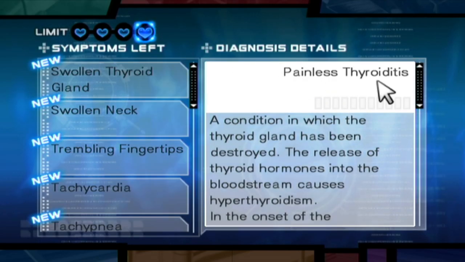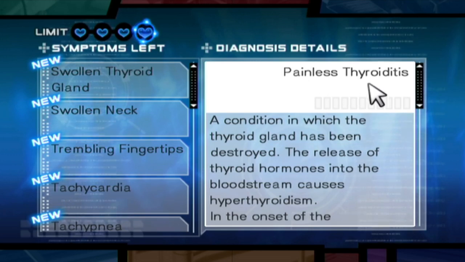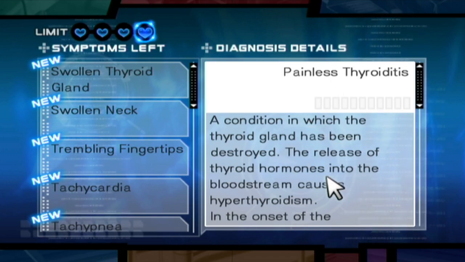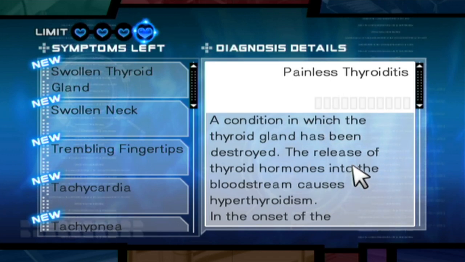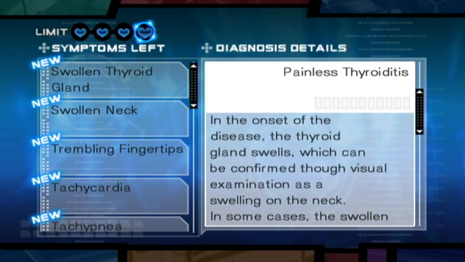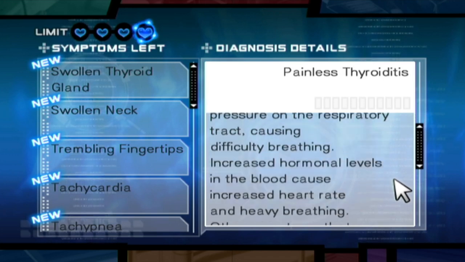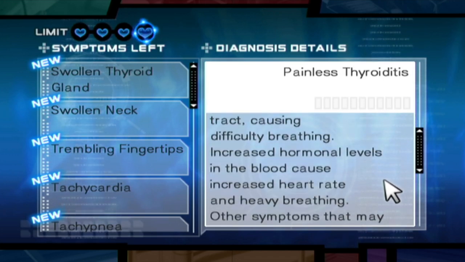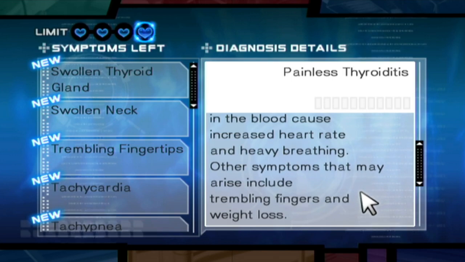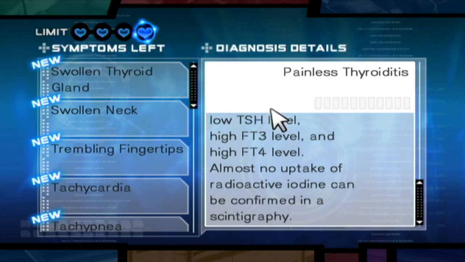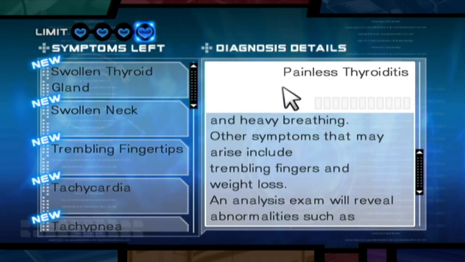So first off, we have painless thyroiditis. A condition in which the thyroid gland has been destroyed, releasing thyroid hormones into the bloodstream and causing hyperthyroidism. In the onset, the thyroid gland swells, with visible swelling in the neck. Difficulty breathing. Increased heart rate. Weight loss. It has everything. We should probably click this and bring it over.